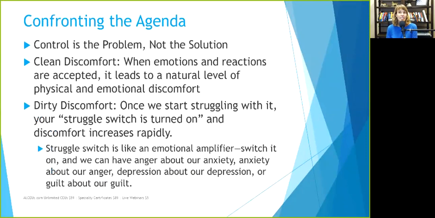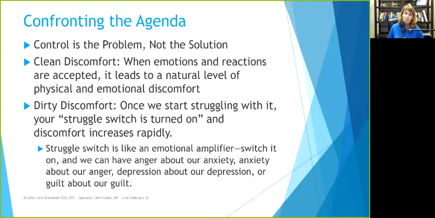Confronting the agenda. All right, so we see that trying to control your depression, anxiety, addiction, whatever it is, hasn't worked. You're here. You're ready to try something else. Score. All right, so let's try to think about it this way. Control is the problem, not the solution. And they're going to look at you like you've got three heads, and that's okay. You know, I'm good with that.